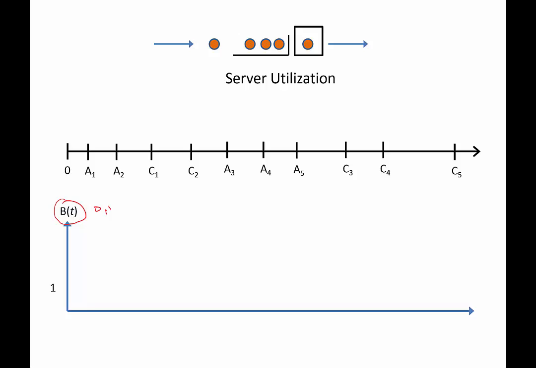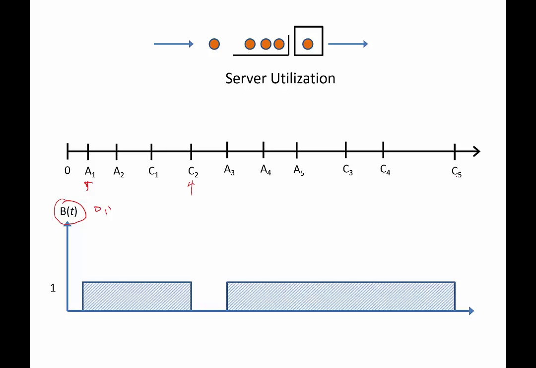If we look at the plot of B(t) over time, you can see here that at time A1, when the first entity arrives, the server becomes busy. It stays busy when the first entity completes because it's processing the second entity, and then here at C2 the server is no longer busy. So our function between the time 0 and C2 looks like we see here. At time A3, when the third entity arrives, the server remains busy through the third, the fourth, and the fifth entity, and then it becomes idle again at time C5.